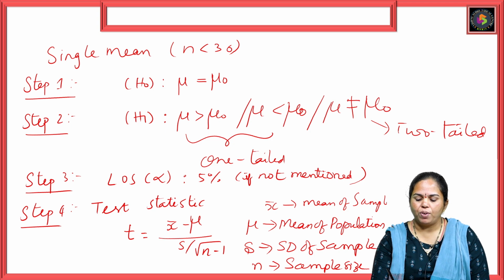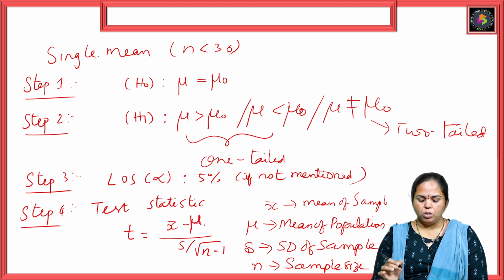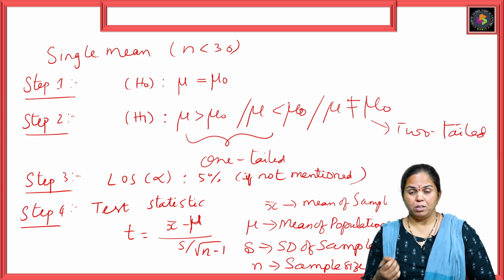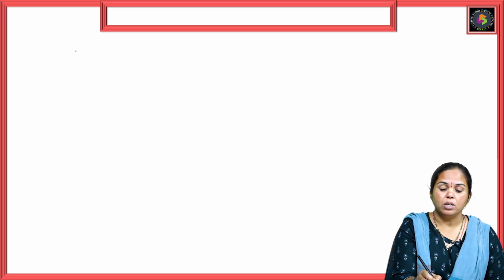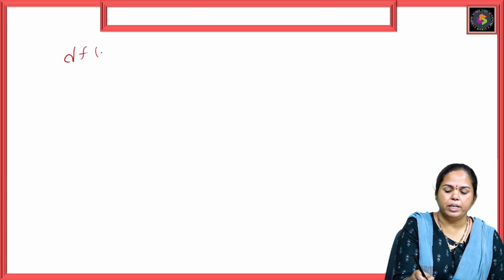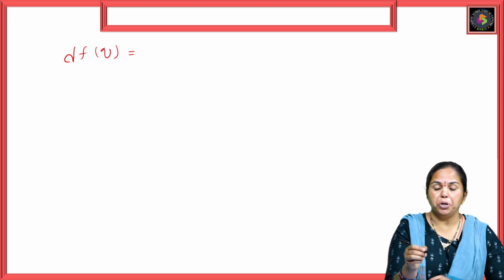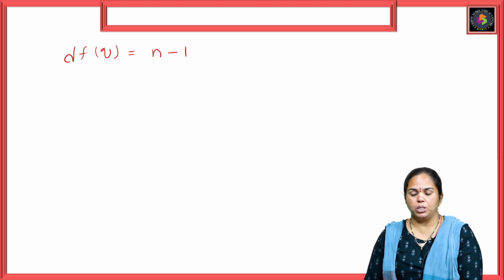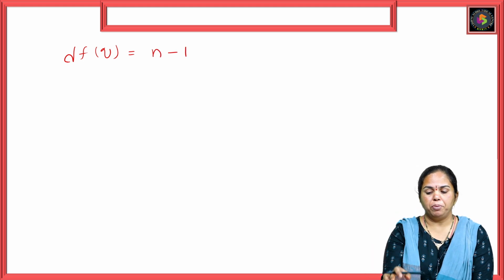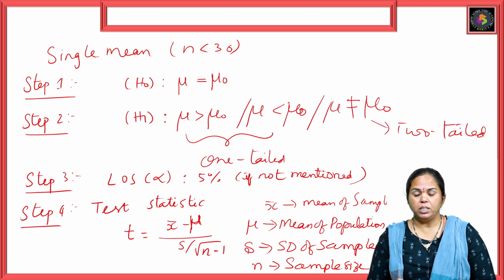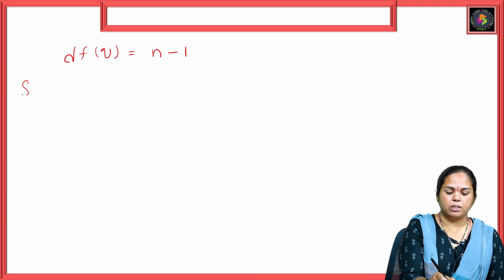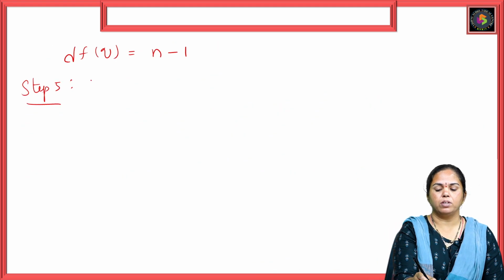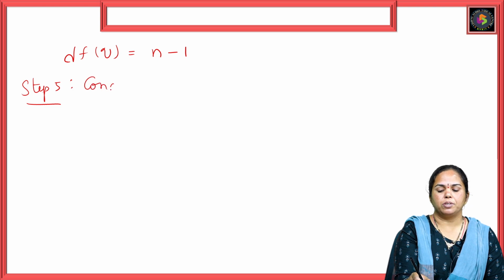You may have a doubt about why we are using this n minus 1. Because here we include one more terminology called degree of freedom, that is nu. Nu equal to n minus 1. Degree of freedom nu equal to n minus 1. And next, step 5, conclusion.